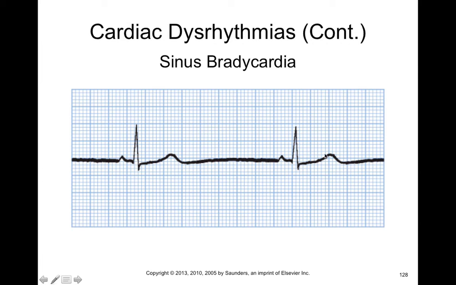So looking at an ECG strip of sinus bradycardia, we see P, QRS, and then a T wave here. But if we count the distance between each of these peaks, we find you have 1, 2, 3, 4, 5, 6, 7, 8.5 or so, and 300 divided by 8.5 or so would be in the 40s range for the heart rate. And so that's defined as sinus bradycardia.